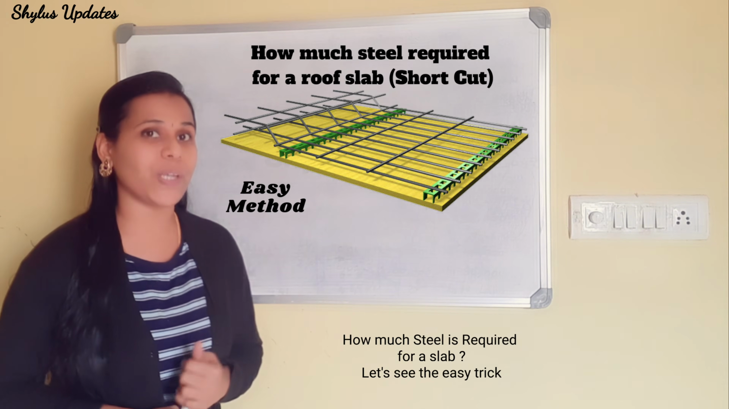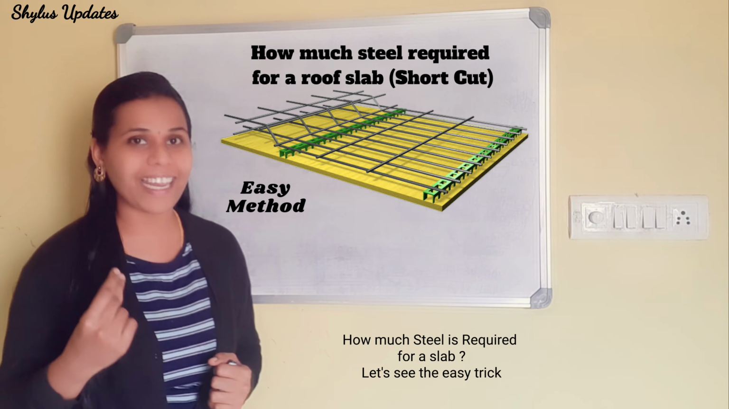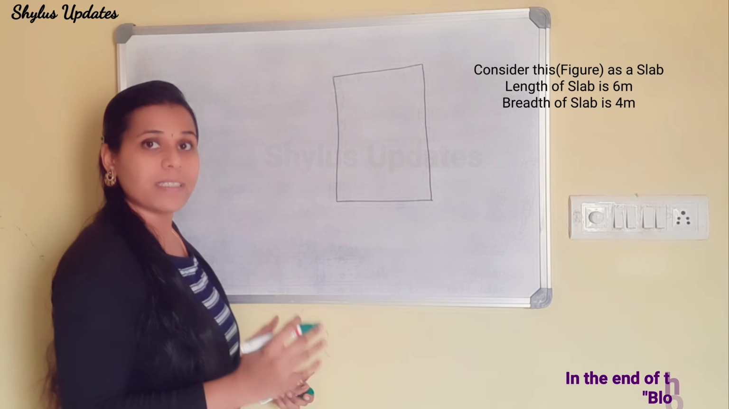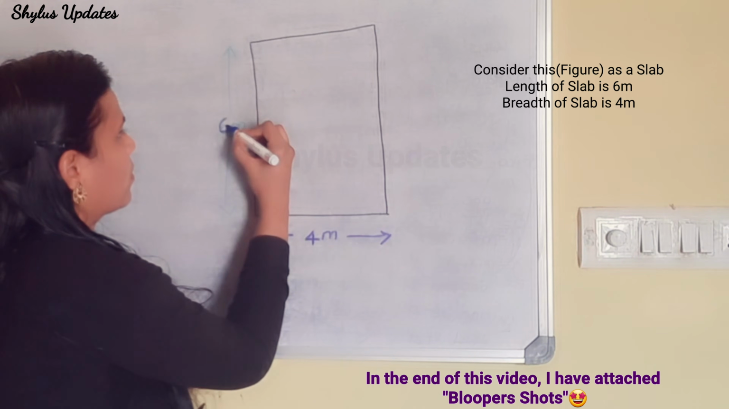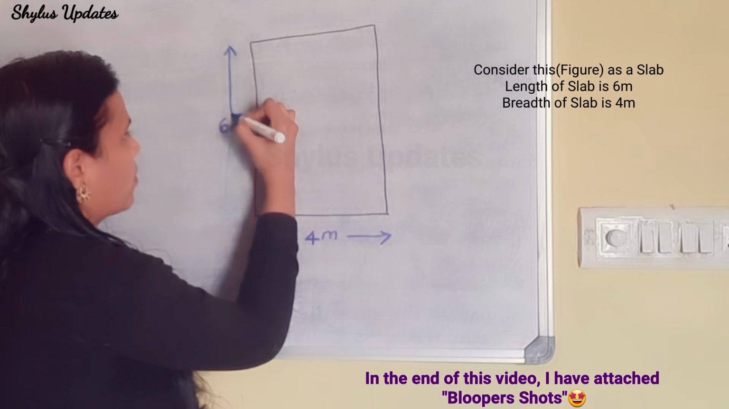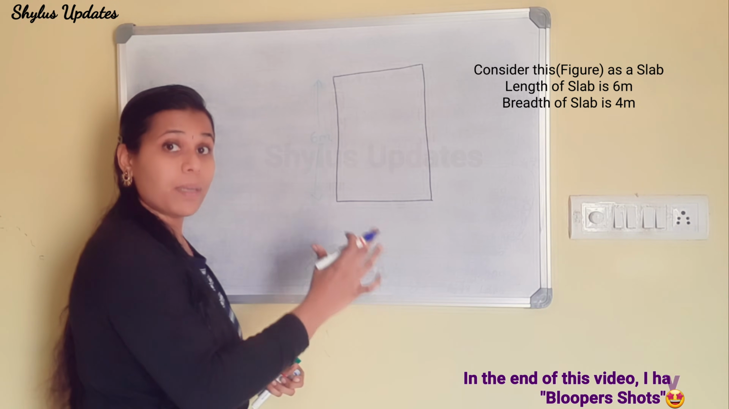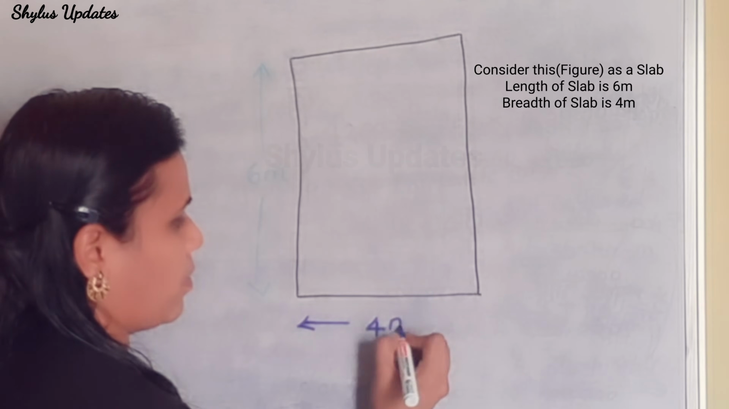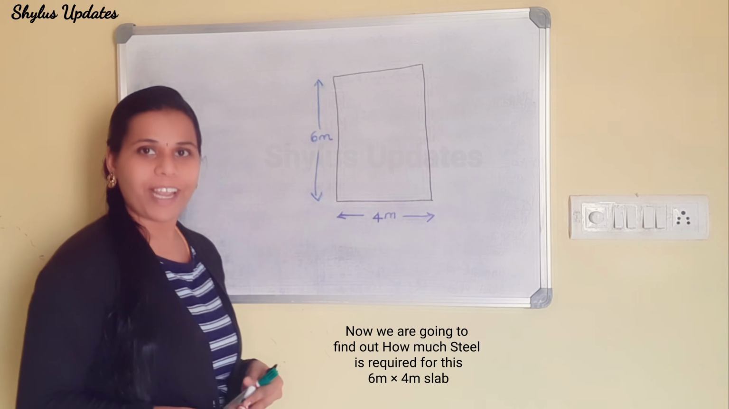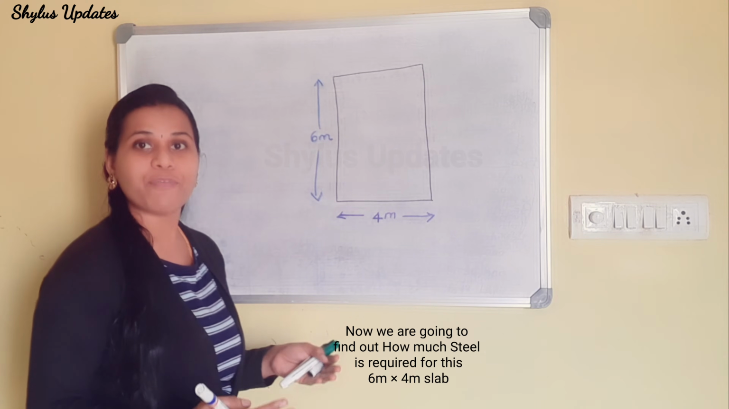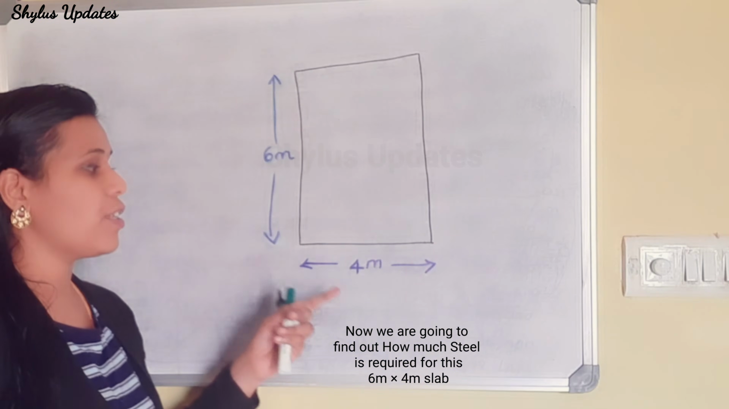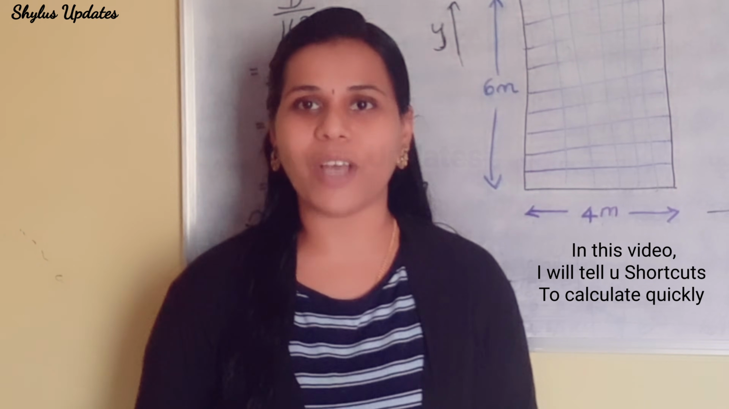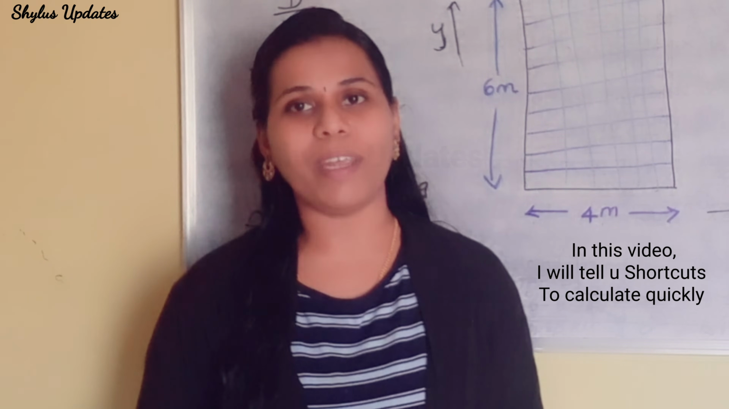How much steel is required for a slab? Let's see the easy trick. Consider this is a slab. Length of slab is 6 meter and the breadth of slab is 4 meter. Now we are going to find out how much steel is required for this 6 meter into 4 meter slab. In this video, I will tell you the shortcut way to calculate it quickly.